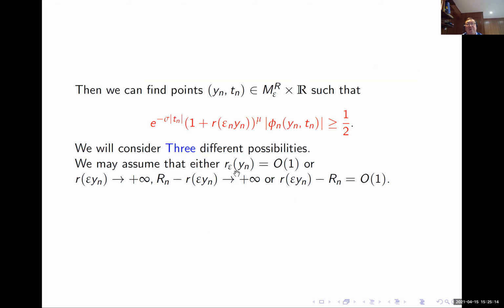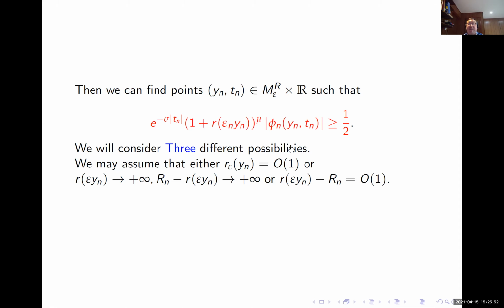And because I have a bounded domain, we assume by contradiction that I have some point y_n, I have a point t_n, where this is, I should write a plus sign, so this should be a plus sign, greater or equal to 1/2. Right? I want to get a contradiction.